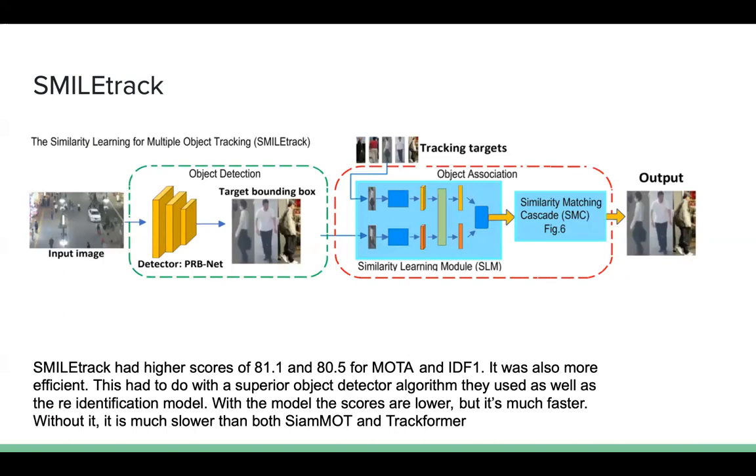And I think this had to do with a superior object detector algorithm that they use, as well as the re-identification model. So they use this model, and with that model, the scores are actually lower than what's presented. However, it's much faster. But without it, it only has 5.9 frames per second, which means that it's much slower than both SiamMOT and TrackFormer. So it has its positives and its negatives, but overall, I would say that it has superior performance.